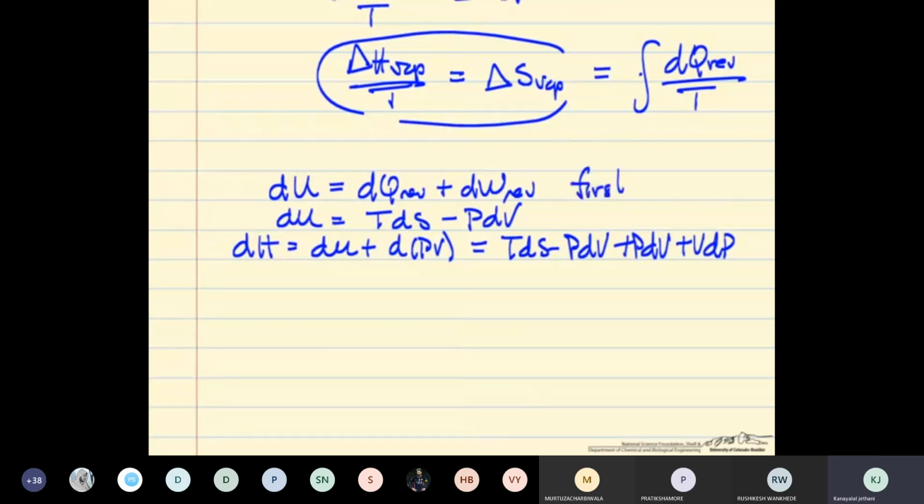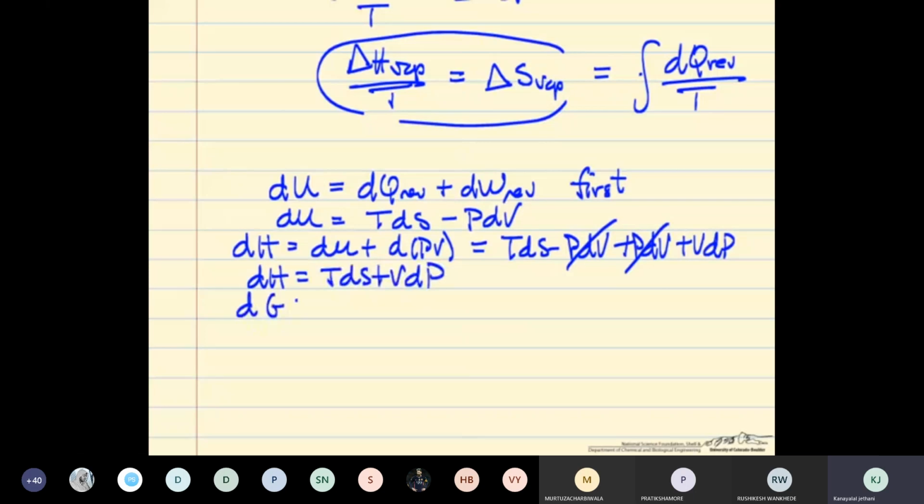And we'll go back to the first law. For a closed reversible system, the differential change in internal energy is the heat added and the work added. If it's reversible, then we can write dQ in terms of entropy change, TdS. And again, if it's reversible, we can write work as minus PdV. Now, delta H is defined as delta U plus delta PV, or dH is dU plus d(PV). So we can make the substitution from dU. These two terms cancel, and dH is TdS plus VdP.